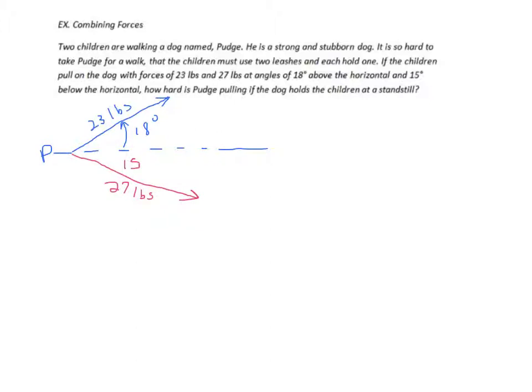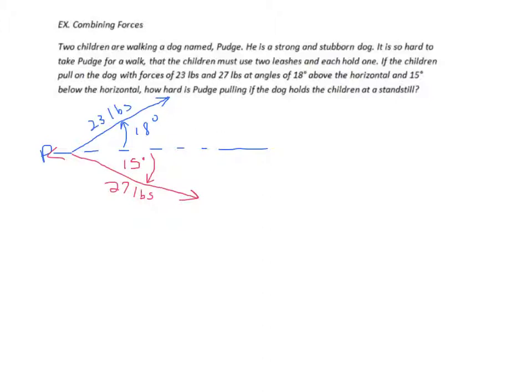So I have the horizontal. I'm going to draw the horizontal here. And I've got 2 leashes. This is Pudge over here. I've got 1 leash that's 23 pounds of magnitude of force, right? That is 18 above the horizontal. And then I have another leash, slightly longer, 27 pounds, and it is 15 degrees below the horizontal. All right? And so what we want to know is how hard is the dog pulling against those 2 forces.